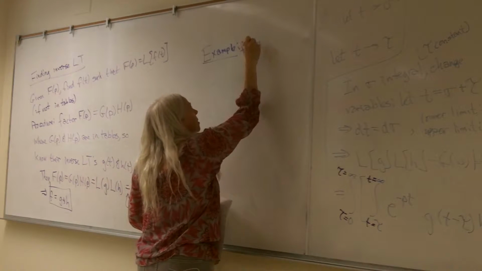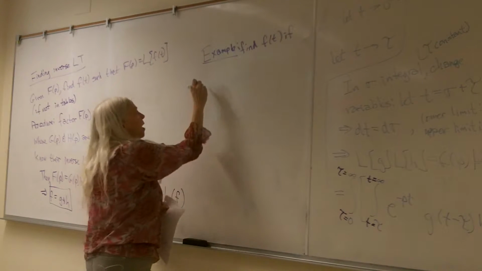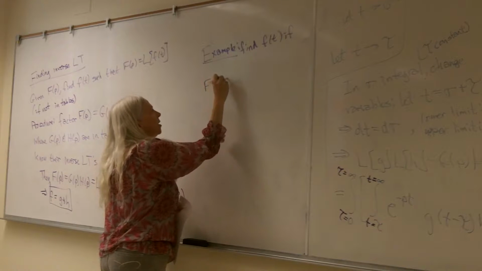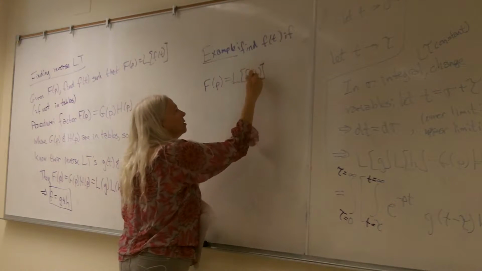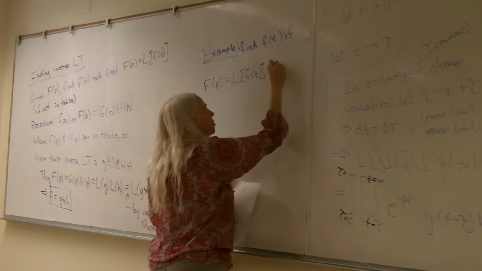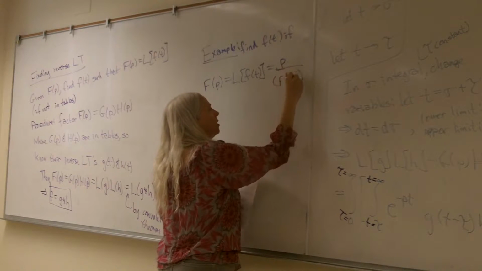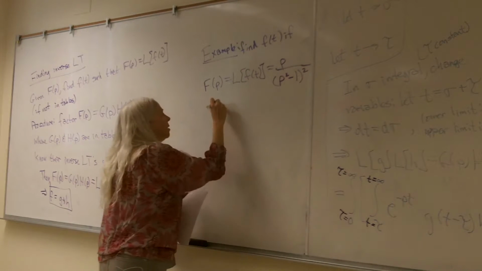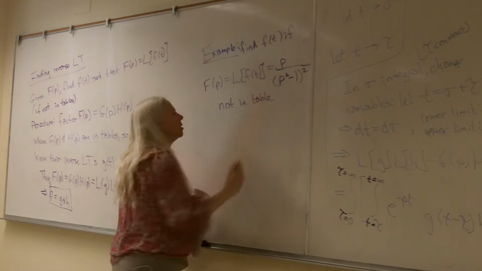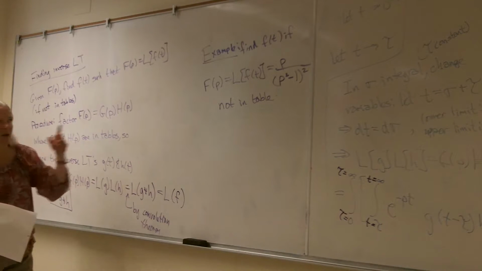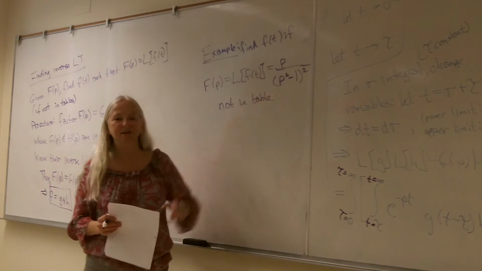So let's find f of t. If capital F of p, in other words, the Laplace transform of little f of t, is equal to p over (p squared minus 1) quantity squared. And this one is not in the tables. You can scan through the table looking through those columns of the capital F of p's, and you will not see this entry.